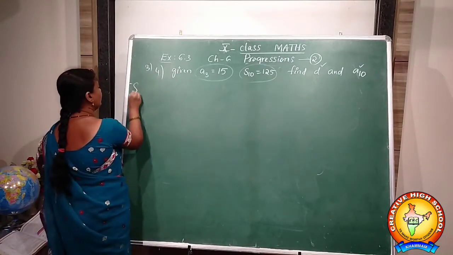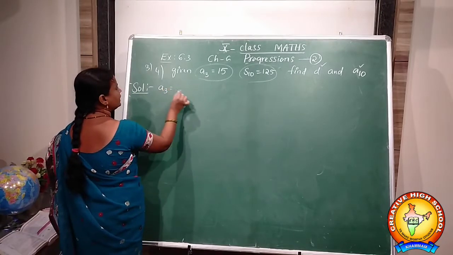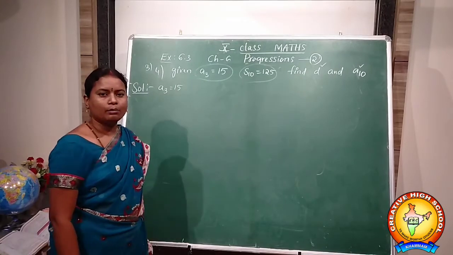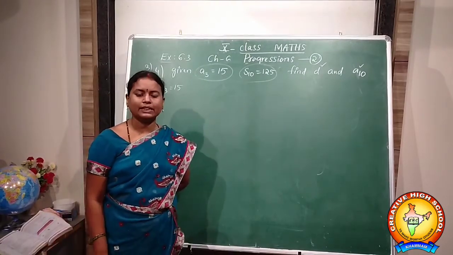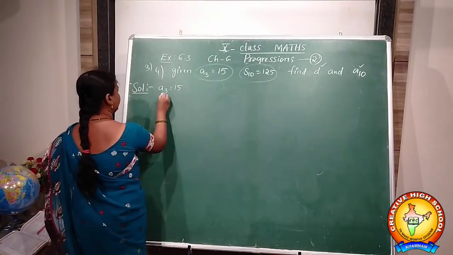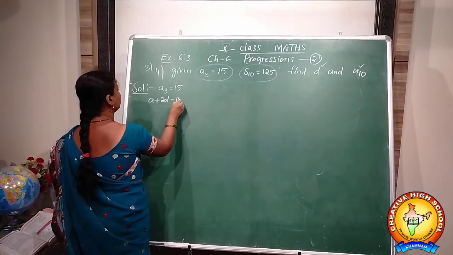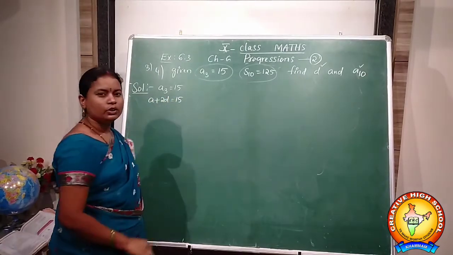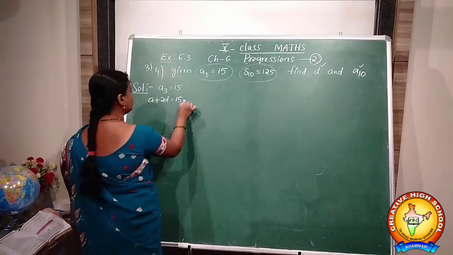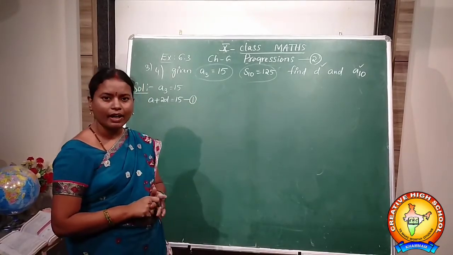A3, what is given in that? First let us see here. A3 is equal to 15. Yes. So we know the formula for the third term in the AP series. A3 is equal to a plus 2d. Yes. A3, you can write it as a plus 2d is equal to 15. So we can't find anything from this, so let it be like this only. a plus 2d is equal to 15. Let us take this as equation number 1.